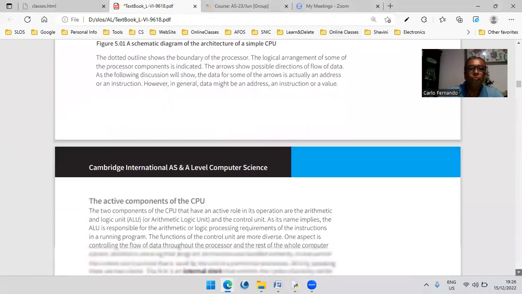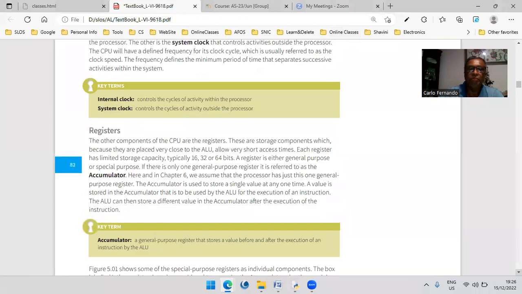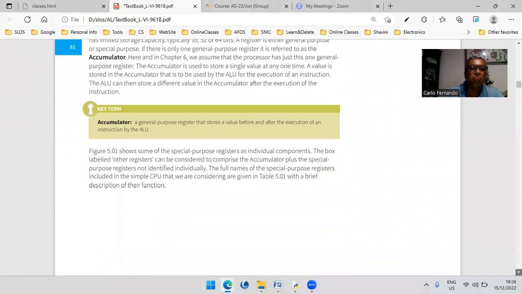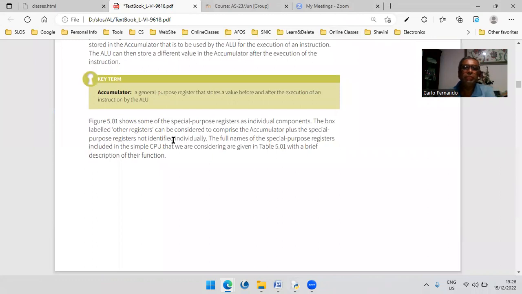So let's go to the place where we stopped. Figure 5.01 shows some of the special purpose registers as individual components. Now see whether you can remember. What are the special purpose registers which we saw in that figure? MDR, MAR, CIR, correct? Good. MDR is memory data register. M for memory, remember. MAR is memory address register. CIR is current instruction register.